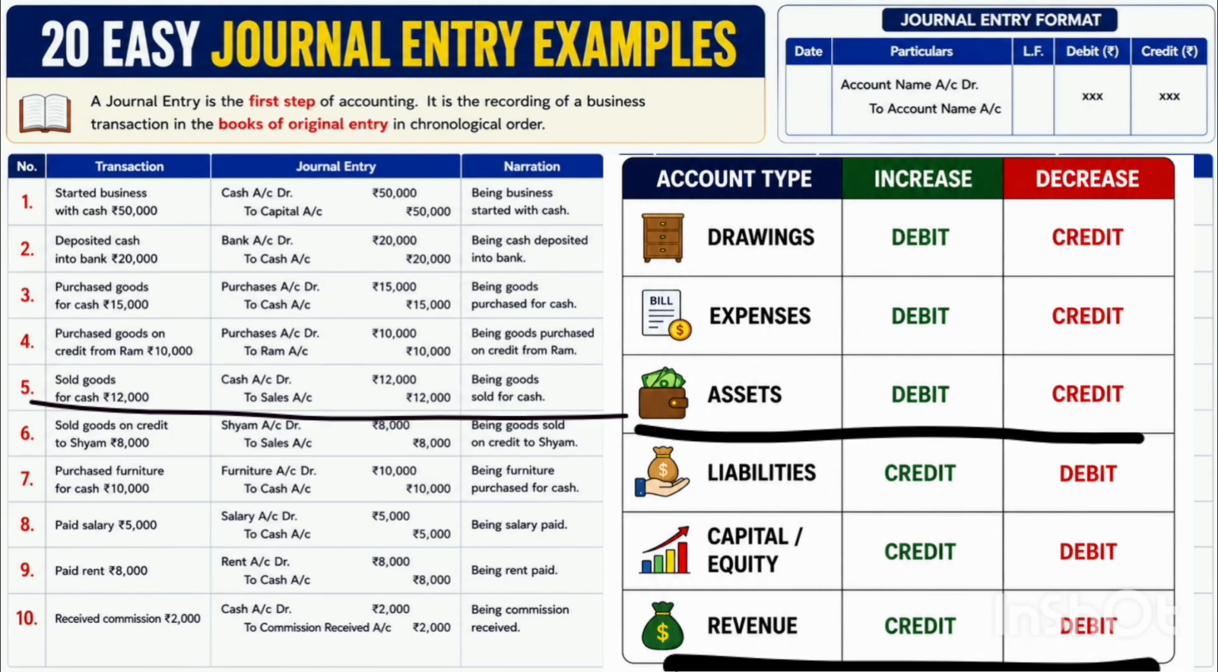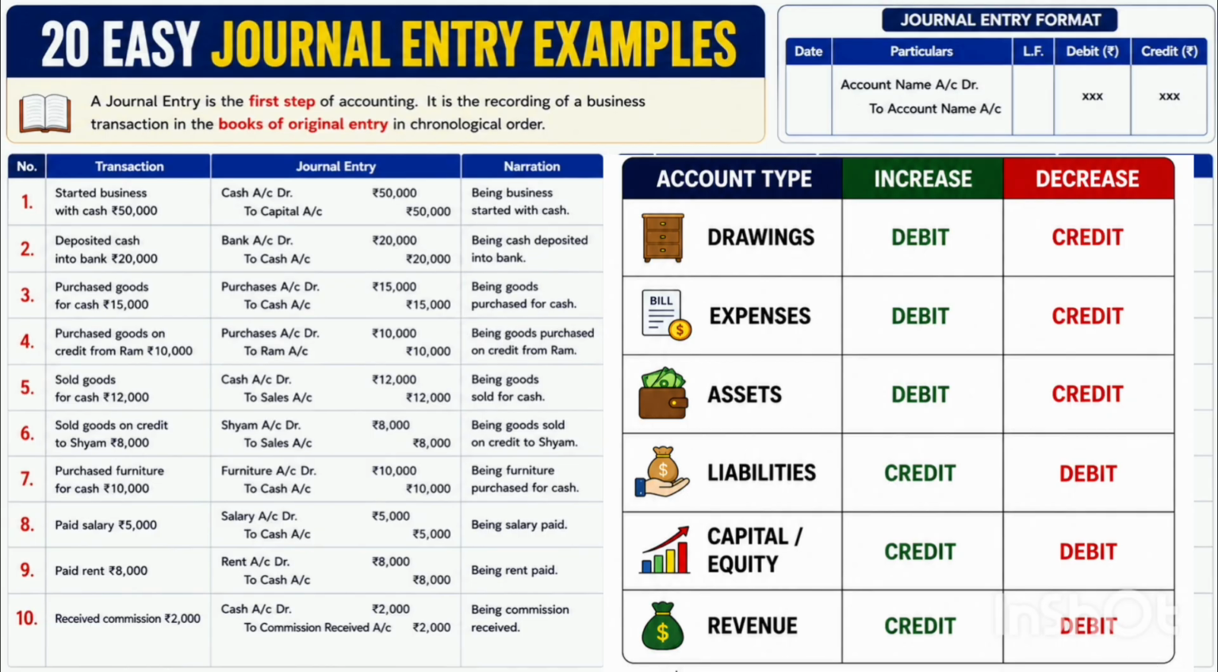And sales is an income, just like a purchase is an expense that has a debit balance, and income has a credit balance. So sale is an income, so here our income is getting increased, so we have to record it in the credit side. So what will be the journal entry? Cash account debit to sales account.